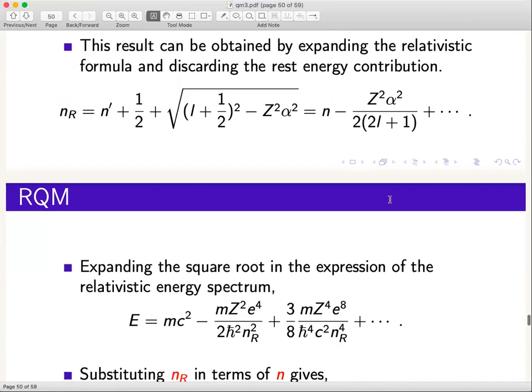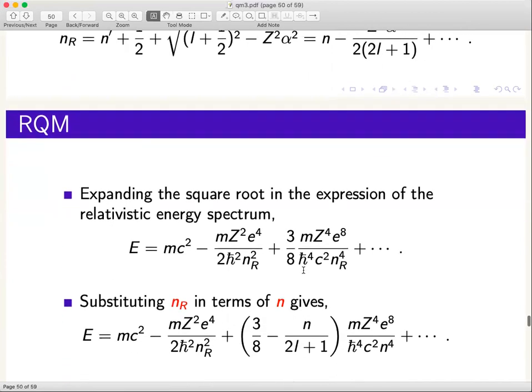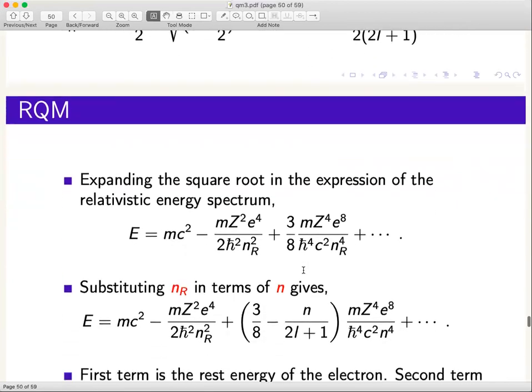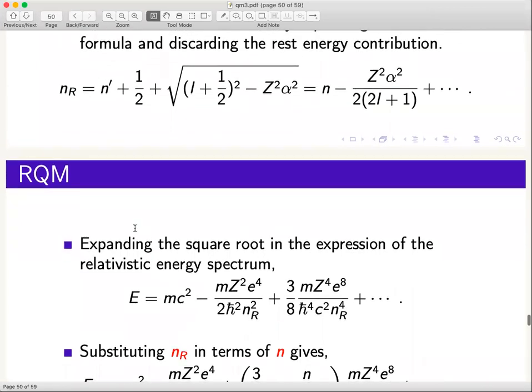Now you take this expression and put it back into the relativistic spectrum, and you will find that E is equal to mc squared times this piece plus 3 by 8 times the correction to the bound state spectrum. Now remember that n_r itself is related to n by this relation.